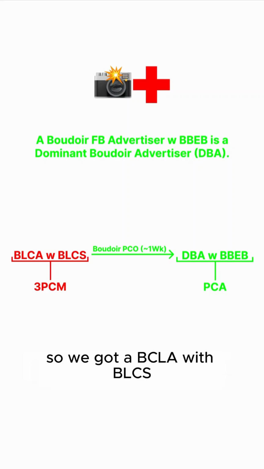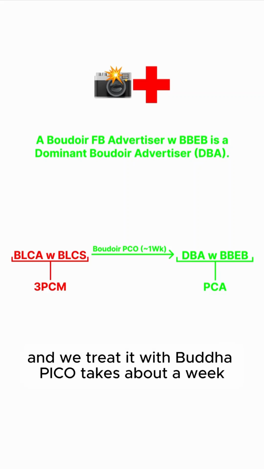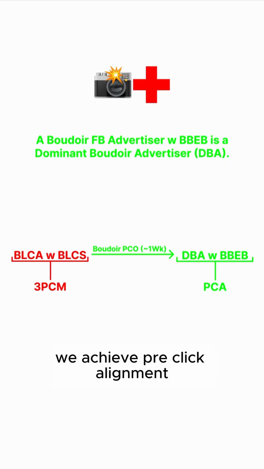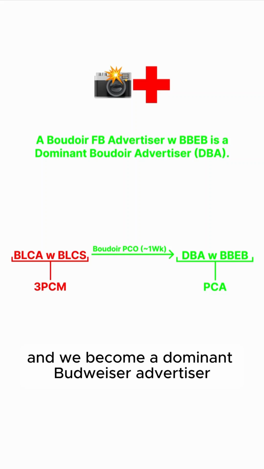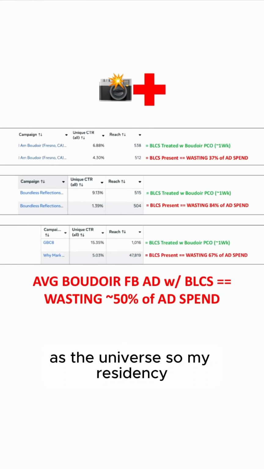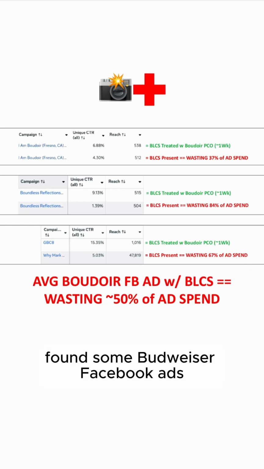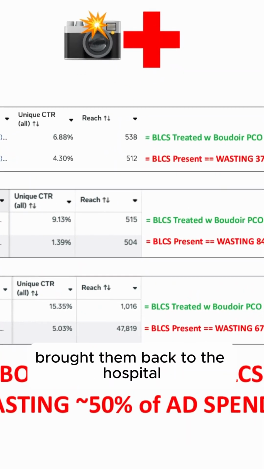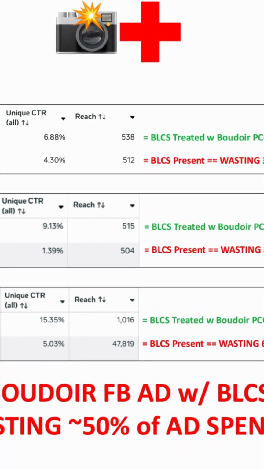So we've got a BLCA with BLCS, caused by the 3 pre-click mistakes. And we treat it with Boudoir PICO, which takes about a week. We achieve pre-click alignment, and we become a dominant Boudoir advertiser with Boudoir brain entry boost. That's the universe. So in my residency, I went in, found some Boudoir Facebook ads, brought them back to the hospital, tested them, patched them up.